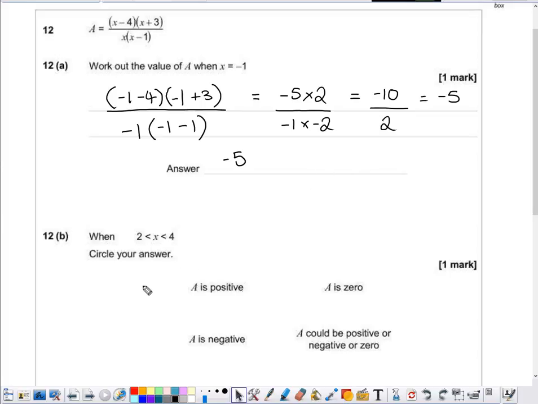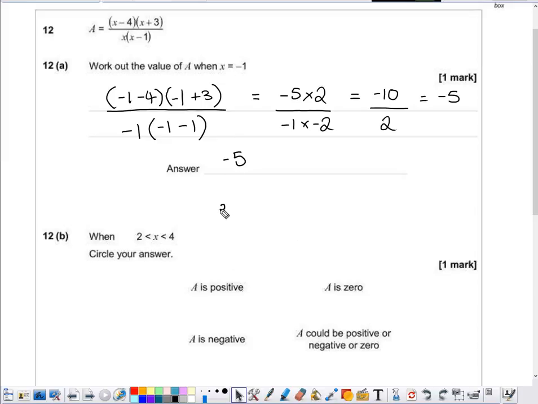Question 12b says when x is between the numbers 2 and 4, we have to circle one of these statements. So what could really help is if we work out what the answer would be if it was 2, what the answer would be if it was 4, and see if those two answers match any of these statements.